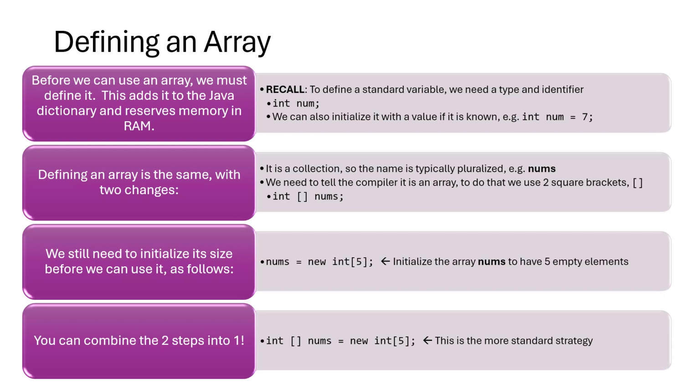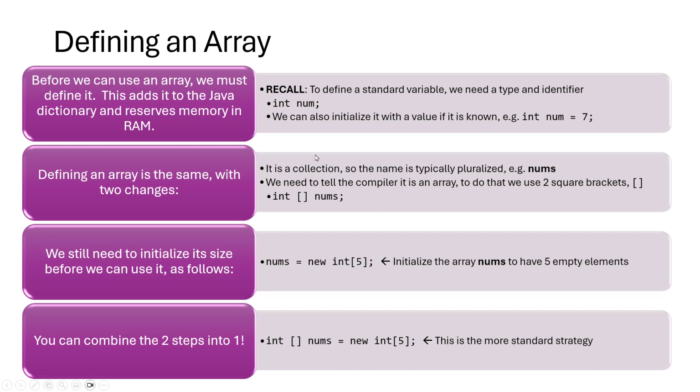The next thing we need to do is tell the compiler when we're defining it that it is actually an array and not just a regular variable. And we do that using two square brackets, an opening and closing square bracket, right between the data type and the name of the variable. So we see here int square nums. You see that right here, int square nums.